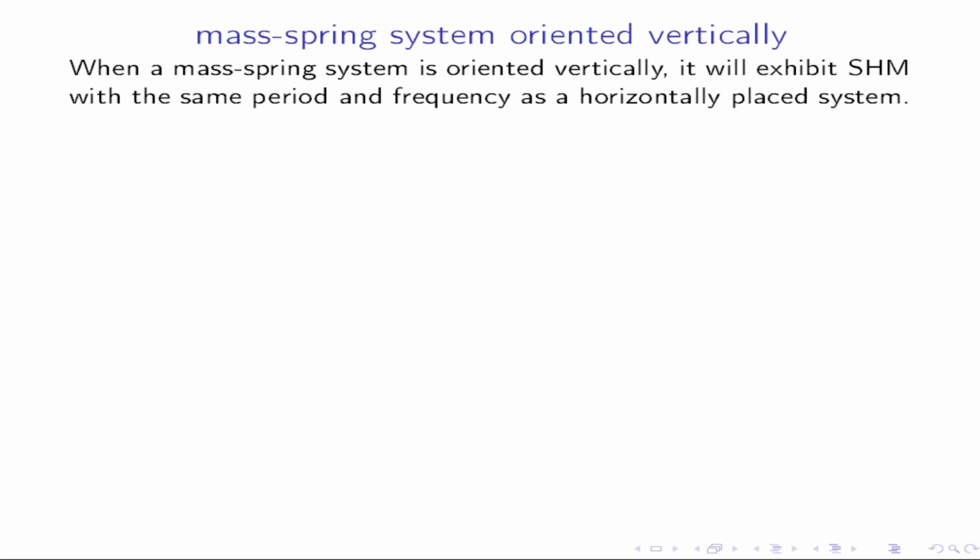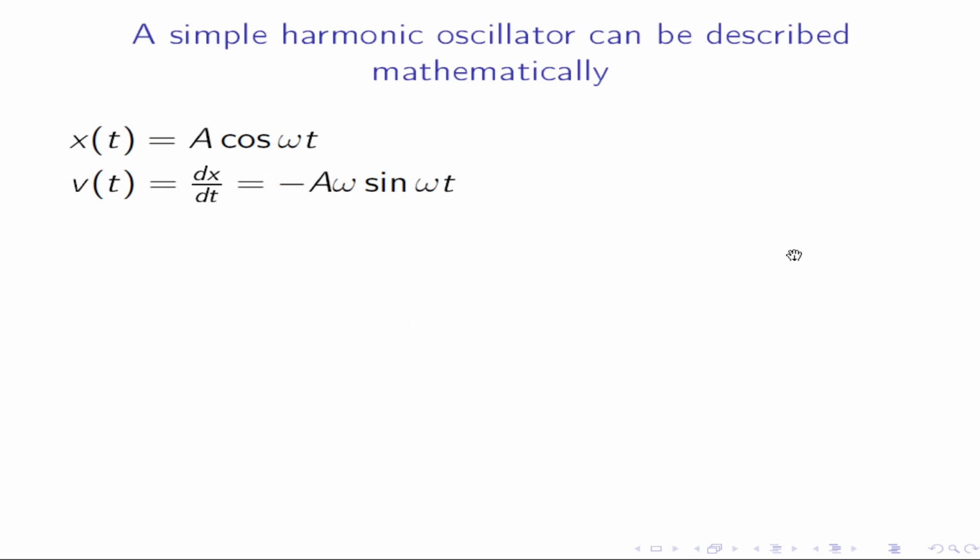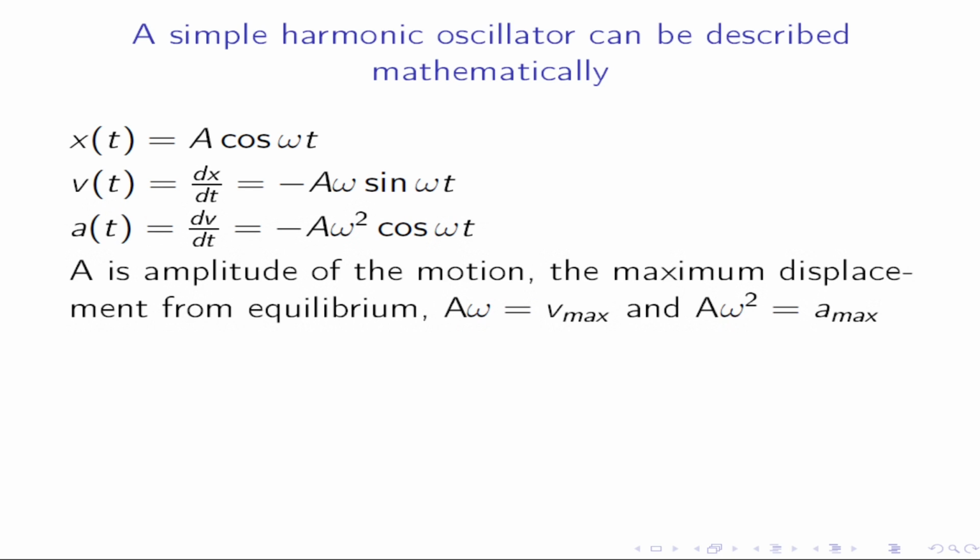Now, if the mass spring system is oriented vertically, it will exhibit simple harmonic motion with the same period and frequency as a horizontally placed one. We can represent simple harmonic motion mathematically by x of t equal to A cos omega t, and velocity v of t is the first derivative of x of t, that is minus A omega sin omega t, and acceleration is minus A omega square cos omega t, where A is the amplitude of motion, that is the maximum displacement from equilibrium, A omega is the maximum velocity, and A omega square is the maximum acceleration.